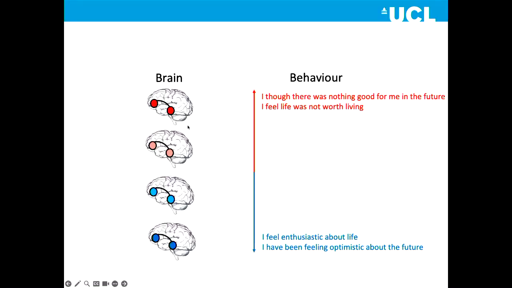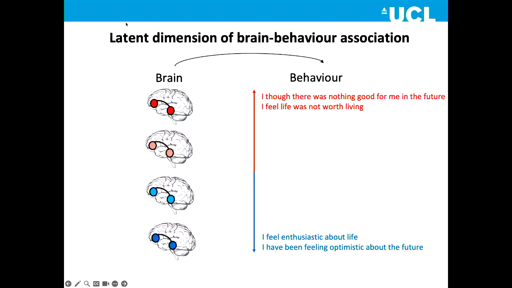We have a network in the brain, and that co-varies with a set of behaviors. So when this network varies, for example, from low activity to high activity, the behavior across the sample varies from "I have been feeling optimistic about the future" to "I thought there was nothing good for me in the future." So this is a pattern of covariation across the sample. Once we find it, you can see that it's capturing something related to depression. So this is a latent dimension, a pattern of covariation, which we can call a latent dimension of brain behavior association related to depression.